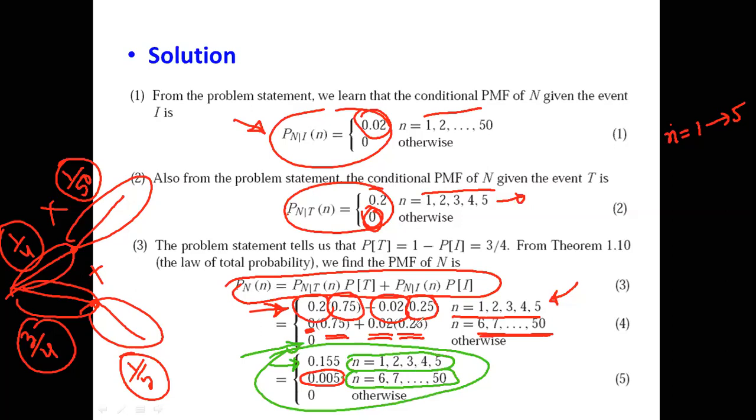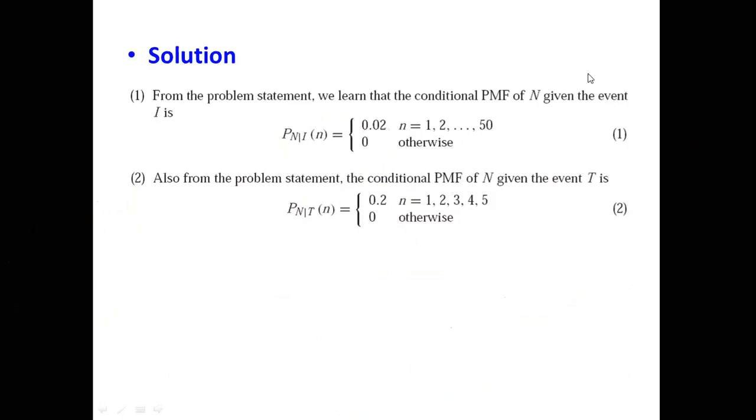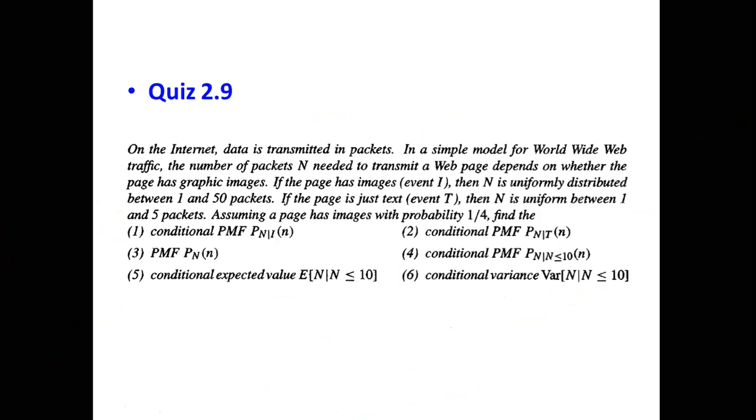Yes, sir. Okay. So we can understand question number 3 now, no problem. Now, what was question number 4? Let's see question number 4. Look at this conditional PMF. There was another question, which was a conditional PMF of the probability of n, given n less than 10.